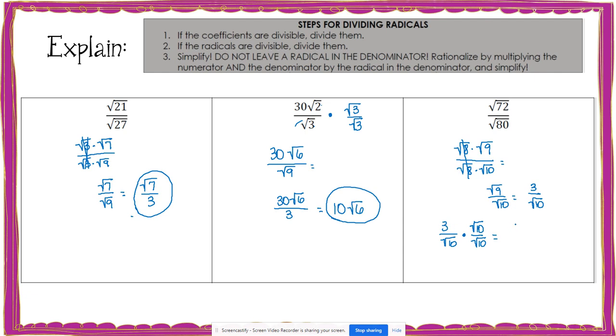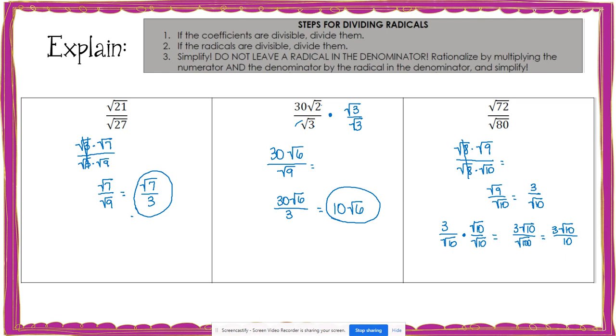3 times the square root of 10 is just going to remain 3 times the square root of 10. Since 3 was a whole number and 10 was in a radical, they can't be combined, so we would just write them like this. The square root of 10 times the square root of 10 gives us the square root of 100. Well, then we just need to simplify, and we know that the square root of 100 is 10, so we would put a 10 here.